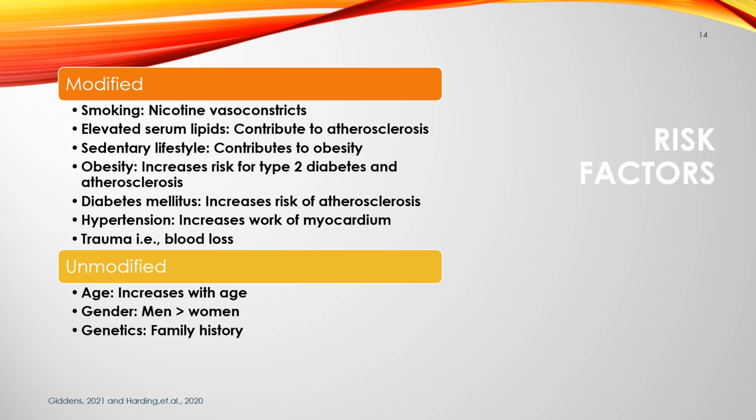So let's take a quick look at some of our risk factors. When we think about risk factors for perfusion issues, we generally break those down into modifiable versus unmodifiable, okay? So modifiable meaning those things that the patient can have some impact, some control over, all right? So these are things like smoking.